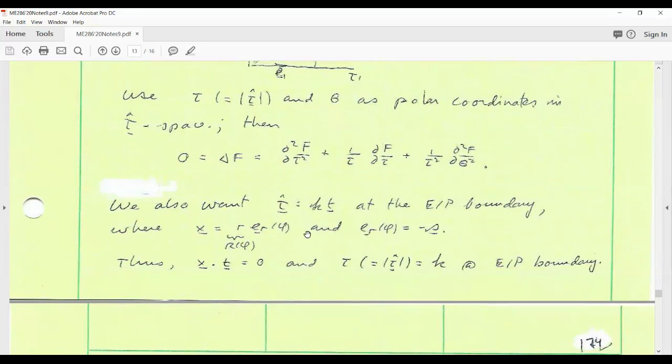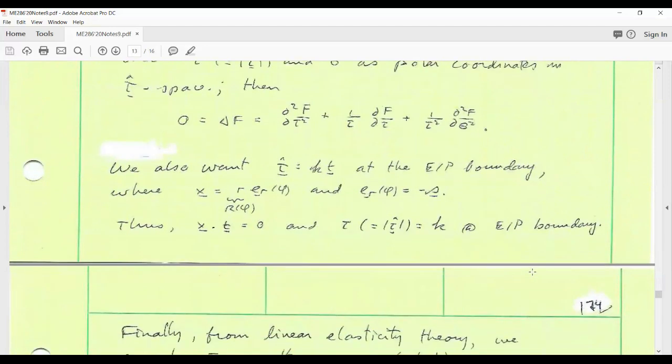So let's see. If you take a dot product of this X with T, which is orthogonal to S and hence orthogonal to ER, you should get 0. And the norm, tau, the radius in tau space, should be K, right, at the elastic plastic boundary.